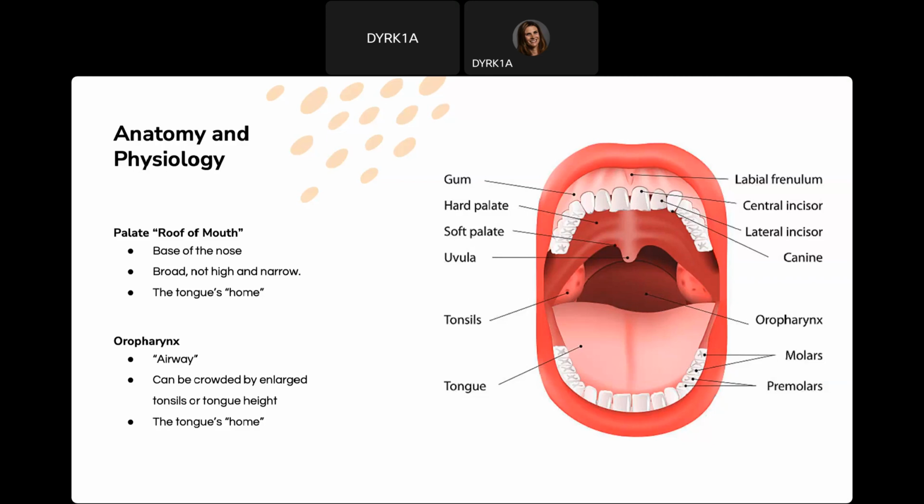So this might be something that any of you can go look at your own mouth and, depending on what your breathing is like, can infer: is the shape of my palate more broad and allowing for better breathing mechanics, or is it more high and narrow, making it a little bit harder to have proper breathing?